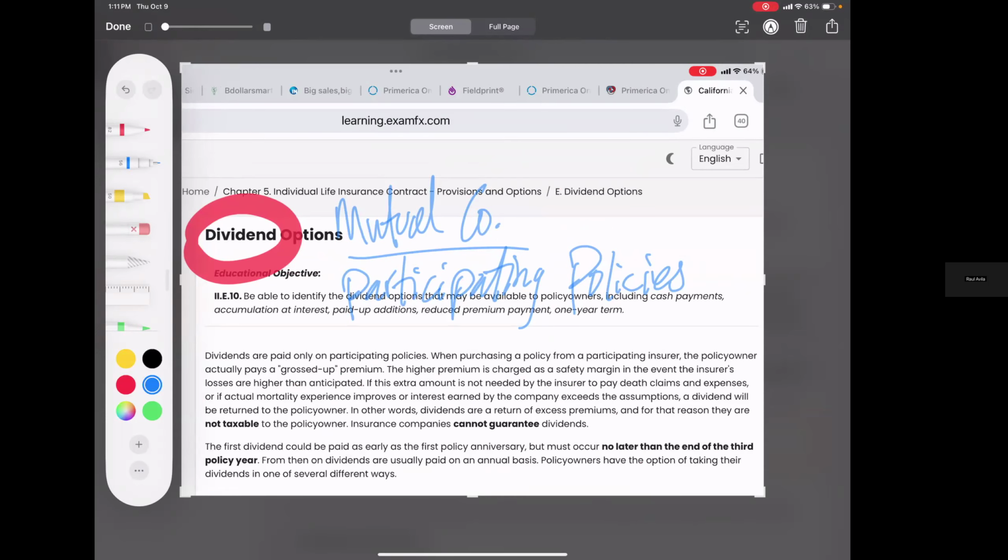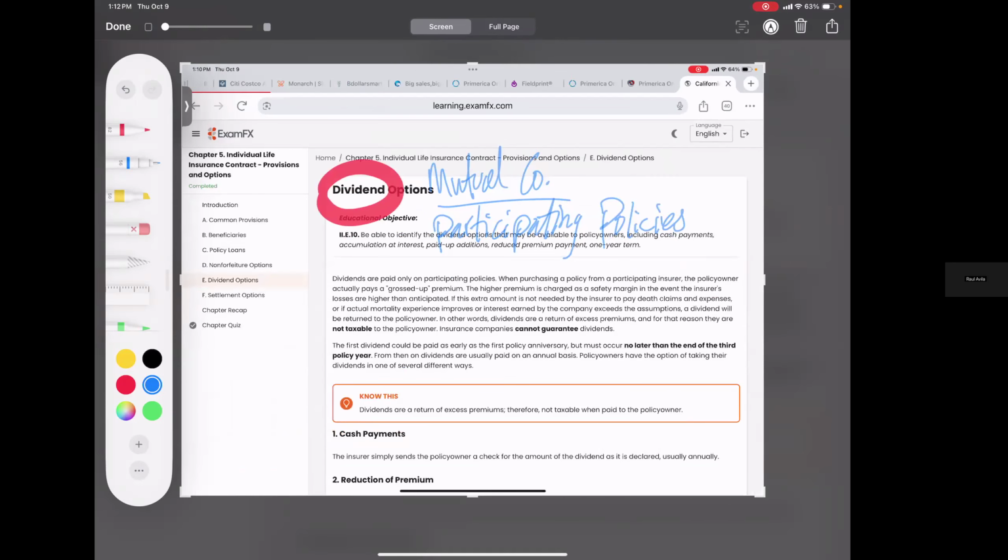What is a dividend? It's a return of excess premiums. So basically the mutual company is overcharging the client, and whatever they're overcharging, they want to give back to them in the form of a dividend, but it's not guaranteed. Crazy, huh? So they're going to overcharge you, and it's not guaranteed that you're going to get it back. It's a ripoff, but in the test they don't ask you that.